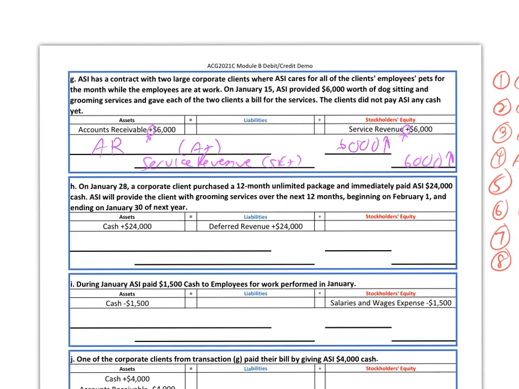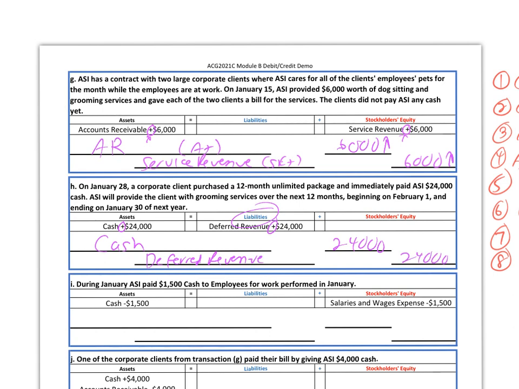Letter H, cash in, debit top. You have cash and deferred revenue. We collected $24,000 in cash, so cash is coming in, debit top, $24,000. Deferred revenue is a liability, just like notes payable is a liability. When it went up, we put that on the bottom of the journal entry. Deferred revenue is the same thing. So deferred revenue is the liability going up.